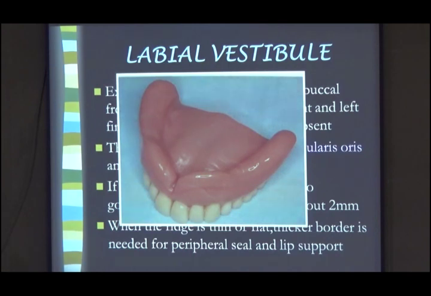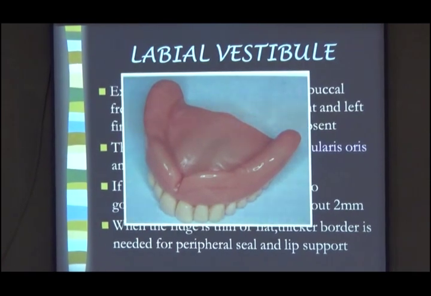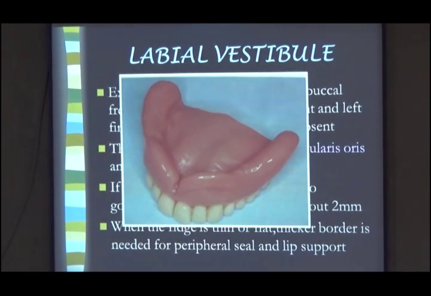Whenever you have resorption of the ridges, the denture should compensate for the thickness of the sulcus also. So during border molding, you not only record the depth of the sulcus, you also record the width of the functional sulcus. As resorption occurs, the ridge becomes smaller and smaller, the width of the sulcus becomes more and more, and you have to record that in your denture.